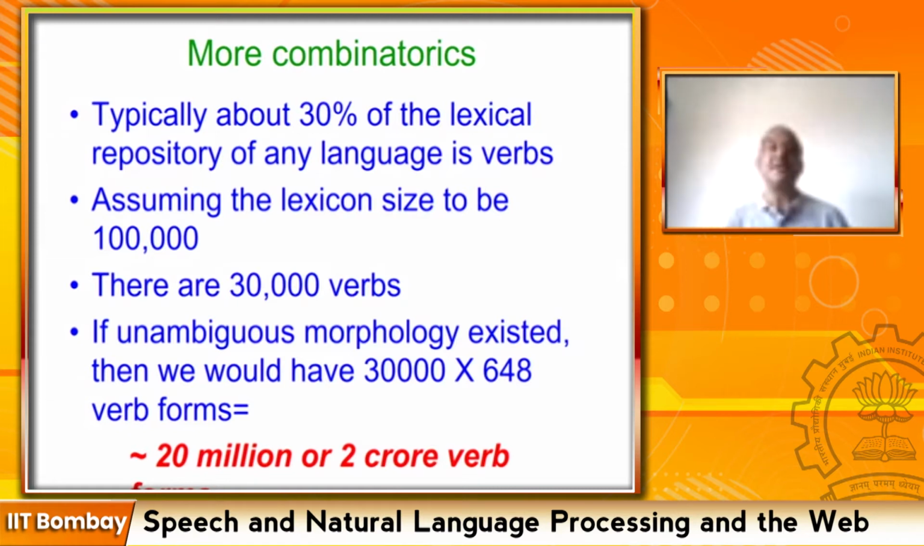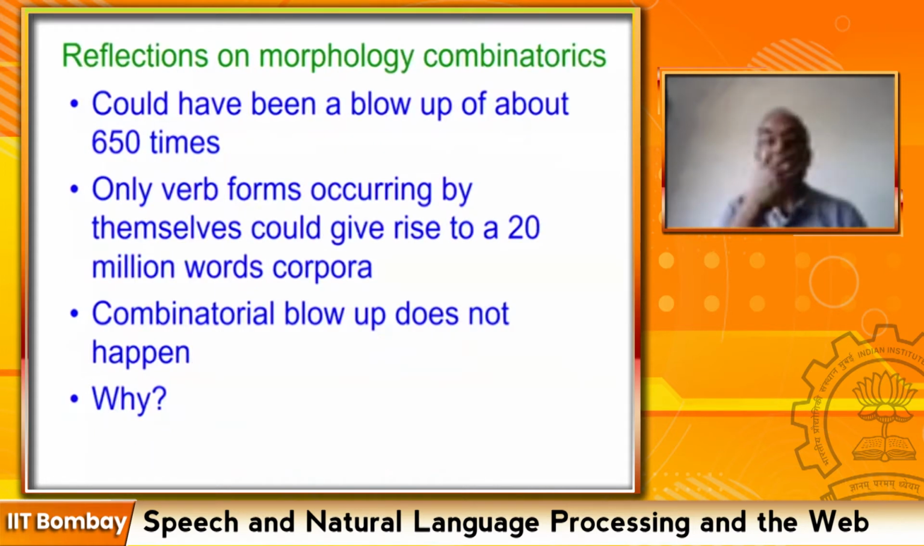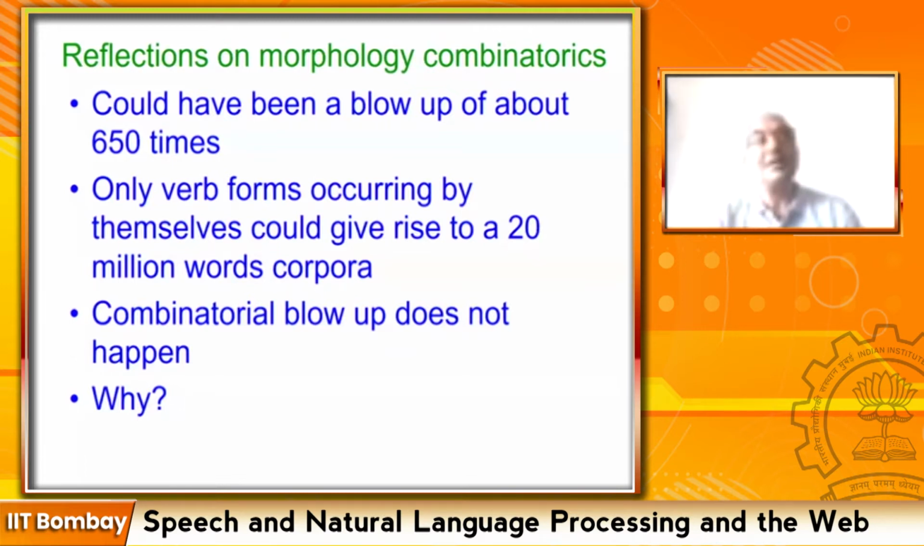So this itself is a, yeah. What exactly was the lexicon size? Could you again tell? If we assume about 100,000 words in a language, English I think has around that number of unique words. Okay. So, typically 30,000 verbs. So we could have 20 million or 2 crore word forms. So this itself would be a combinatorially large possibility.